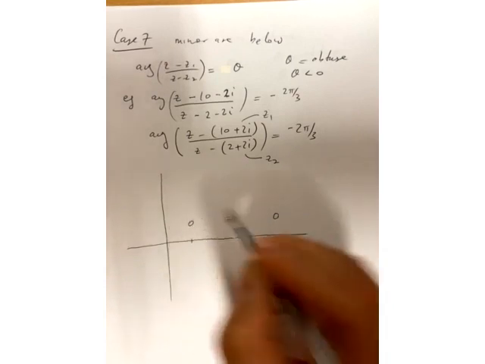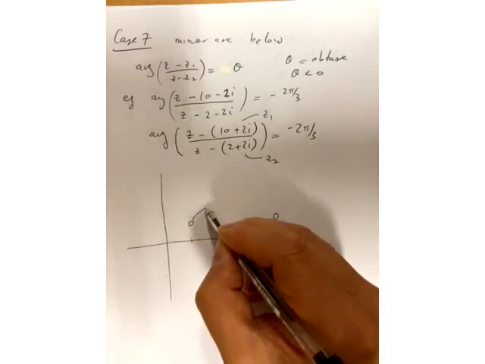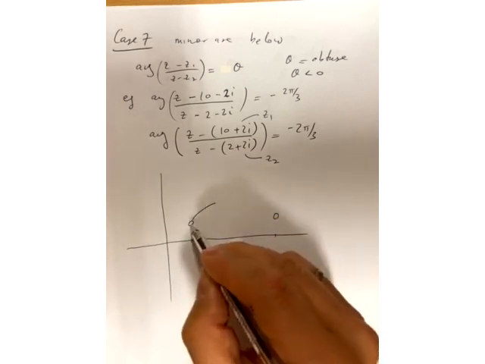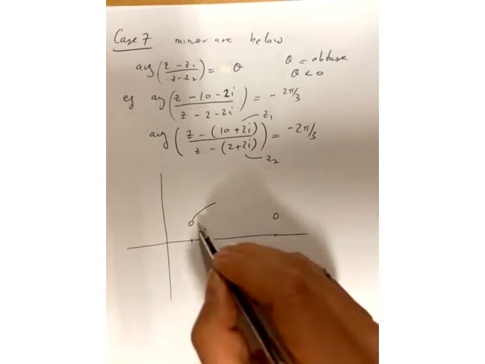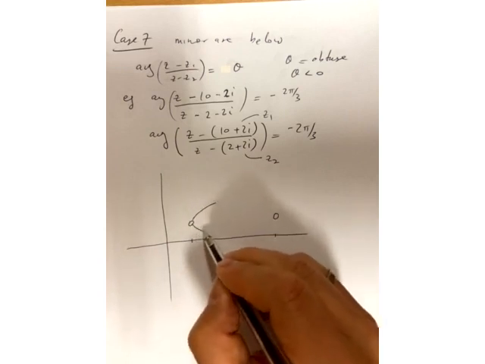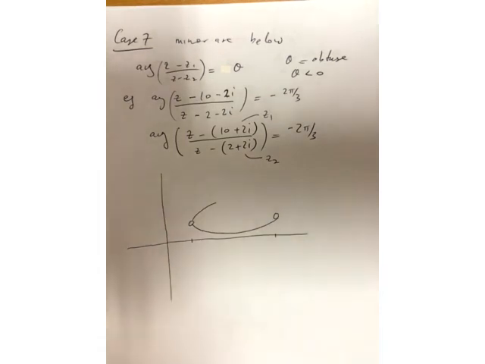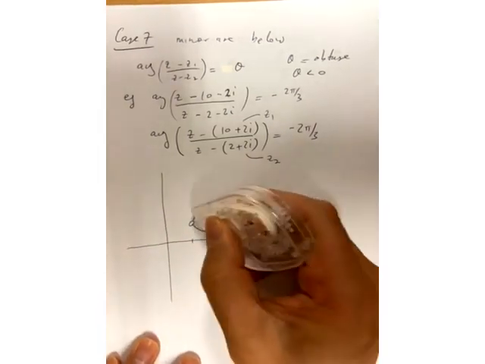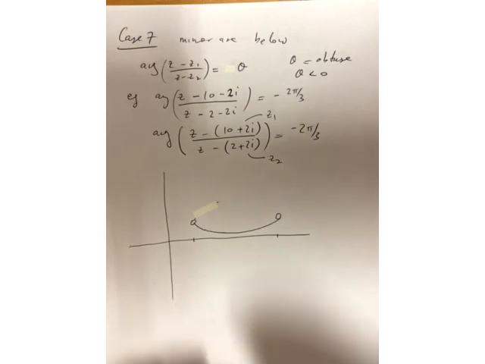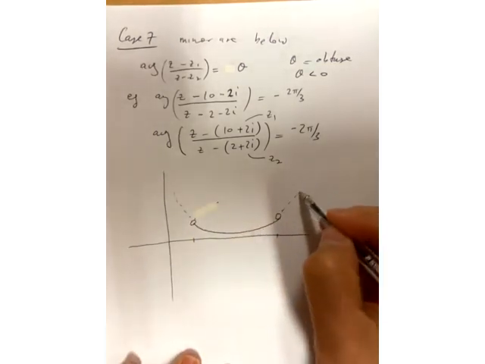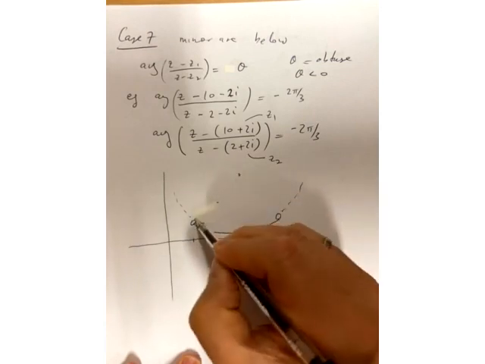So it will be a minor arc. It's actually going to be above the interval, rather than below. So it's a minor arc, and the major arc, the other part of the circle, is there. So the center is there somewhere.